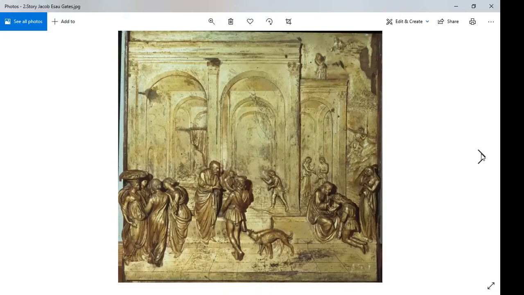Jacob and Esau. Jacob is two figures in the Bible. Their first names, Jacob, of course, and Esau. The artist's name is Ghiberti.